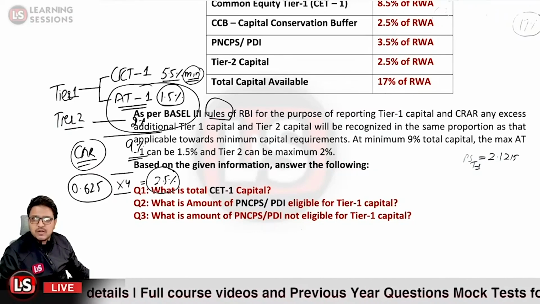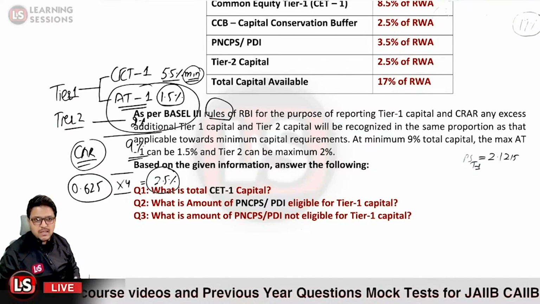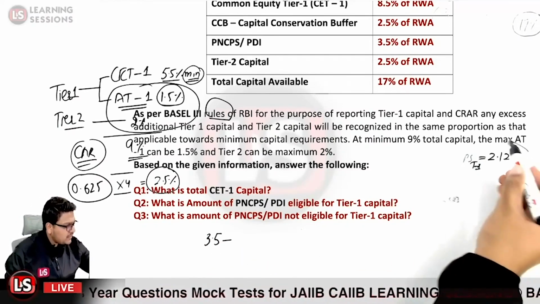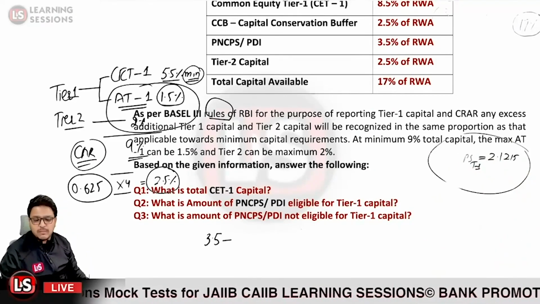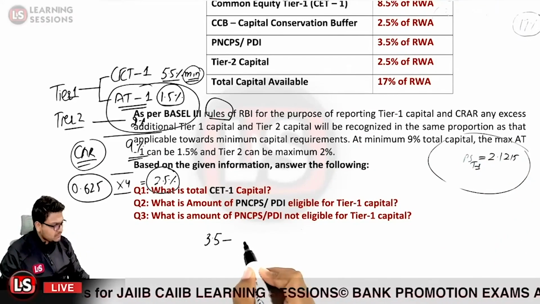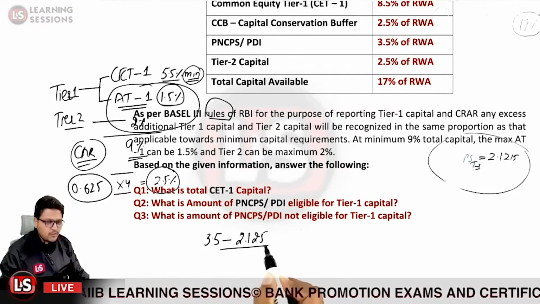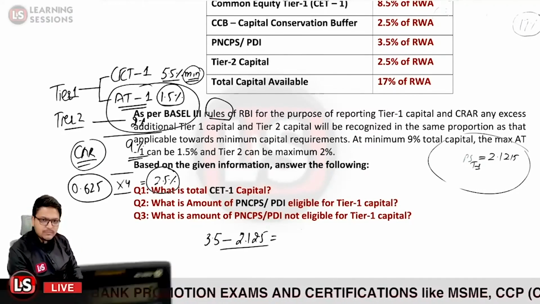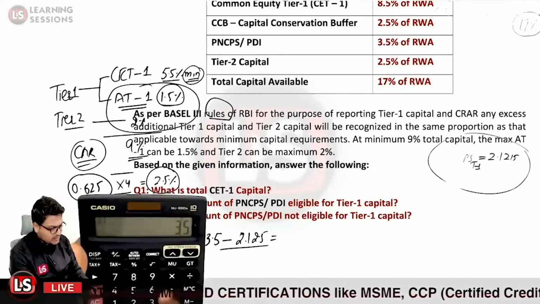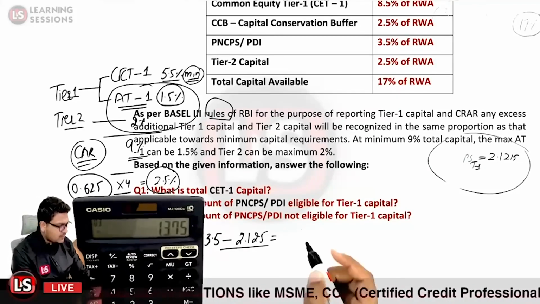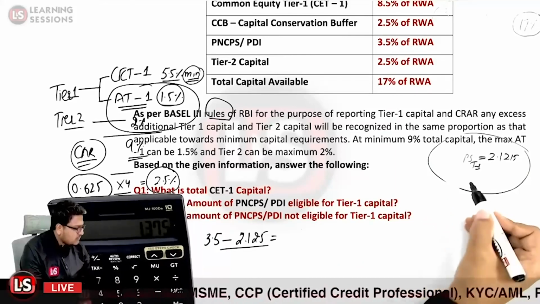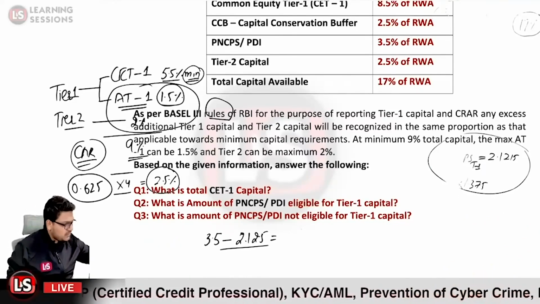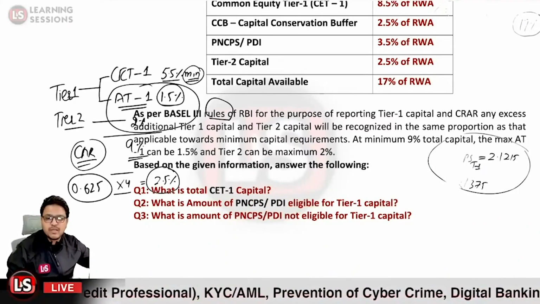The maximum percentage of the PNCPS is already given over here to be 3.5%. And we have already calculated that the part of the PNCPS which is eligible for Tier 1 is 2.125. So simply we need to subtract it to get the composition of PNCPS which is not eligible for Tier 1 capital. So it will be 3.5 minus 2.125, which is 1.375. Out of this, 1.375 is not eligible for Tier 1, and that is the answer to question number 3. Is that clear?